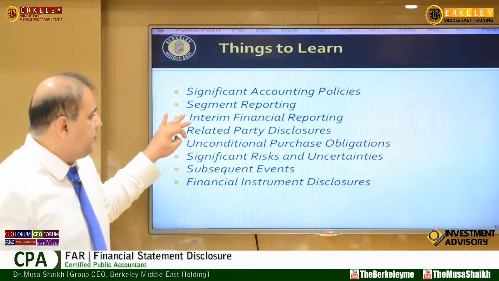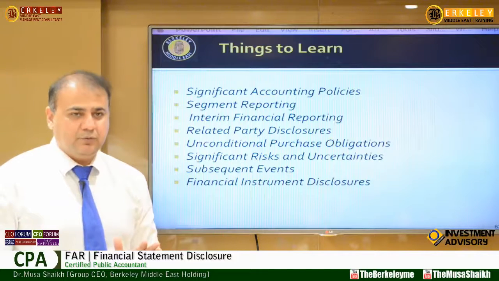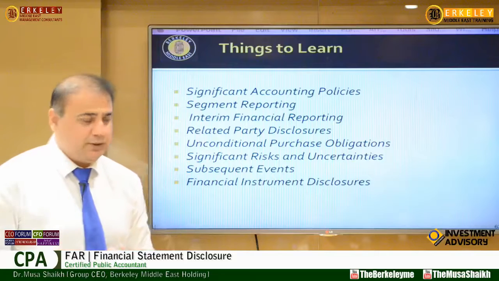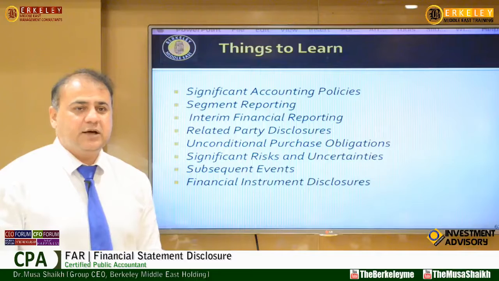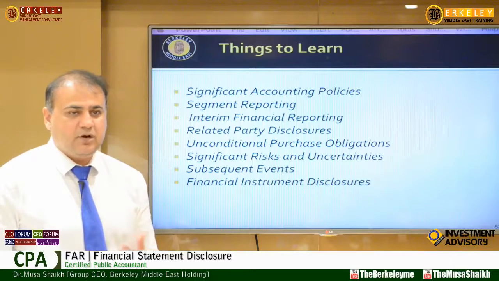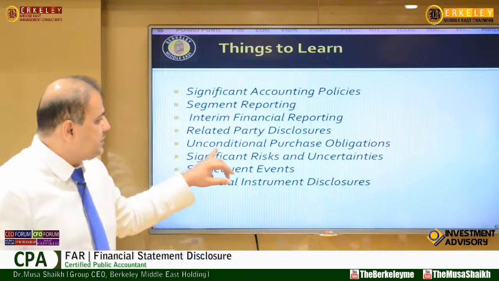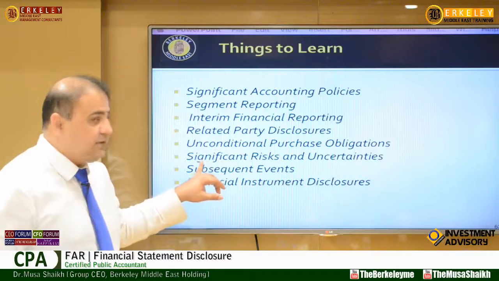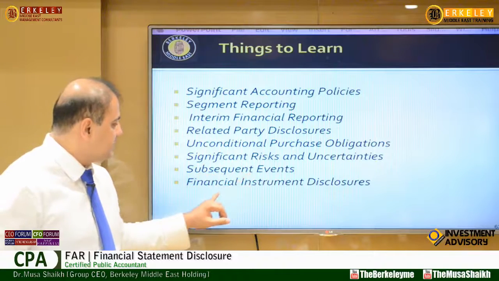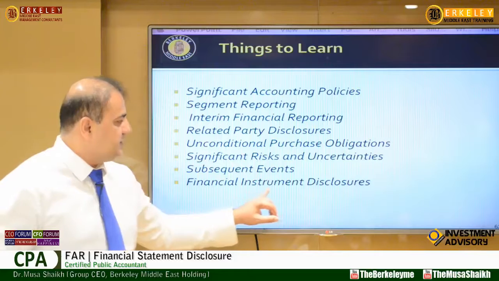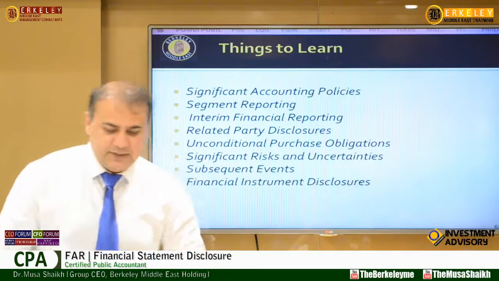What is segment reporting? How to do reporting between the year, that is called interim reporting. Related party disclosure means sister companies, companies that have common shareholders, so how to disclose them separately. Unconditional purchase obligations, significant risks and uncertainties, subsequent events, and in the last we will see financial instrument disclosure. This is the topic of the day.